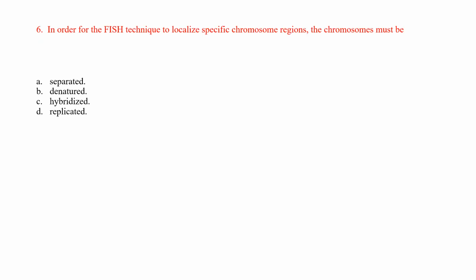In order for the FISH technique to localize specific chromosomes or regions, the chromosome must be A, separated, B, denatured, C, hybridized, or D, replicated. And the answer to number 6 is C, hybridized. If you know what FISH stands for, which is fluorescence in situ hybridization, you know what kind of technique is used to localize these specific chromosome regions. So in this case, the chromosomes must be hybridized in order to be visible.